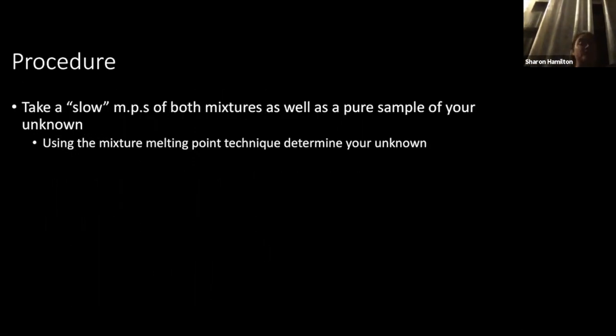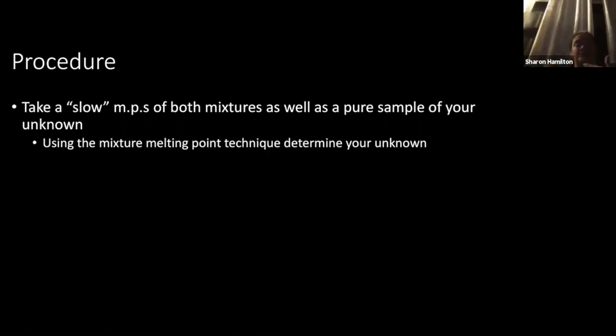Once you have created your mixture samples, then you're going to take slow melting points of both mixtures, so that slow rate as you get close to your anticipated melting point, as well as you're also going to analyze via the slow rate a pure sample of your unknown, as a control to verify the melting point of your unknown. And then you'll make the comparisons to determine which one of those compounds is actually your unknown.